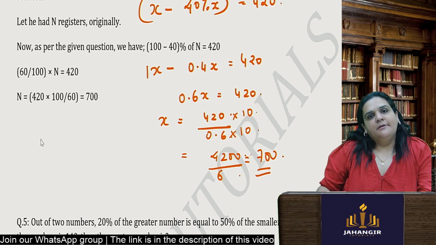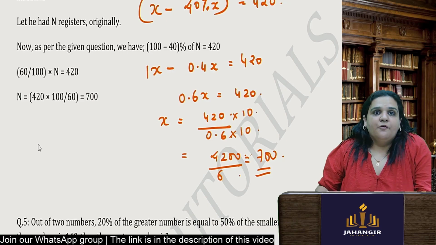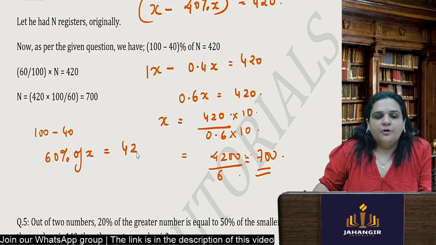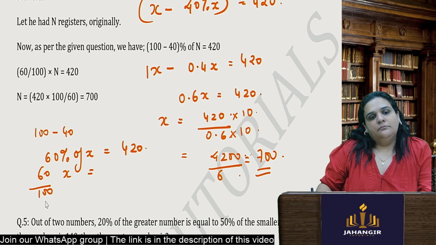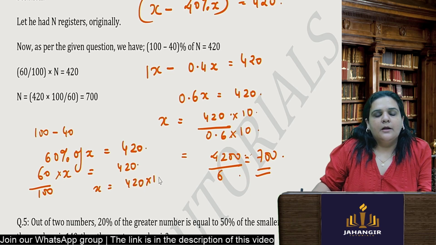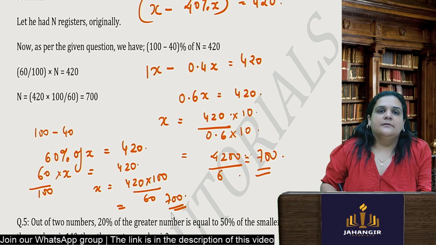Okay. What they have done is also very simple. Since you have sold 40%, assuming total as 100%, from 100% if I am selling 40%, I am left with 60% of X. That will become 420. Even this is very easy. So X will be equal to 60% means 60 upon 100 of X is 420. So X will be nothing but 420 into 100 upon 60. This also will give you 700 as the answer. Even this is very easy.